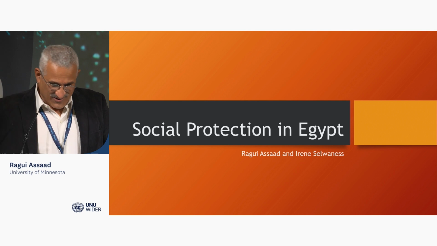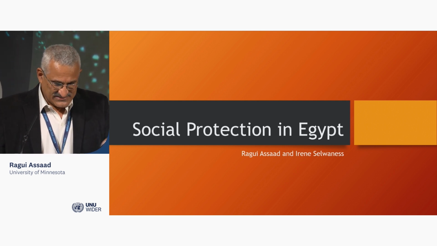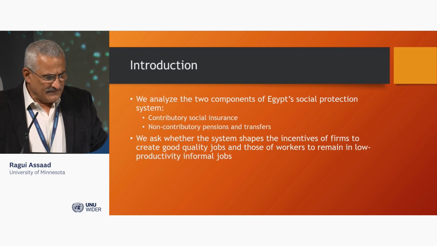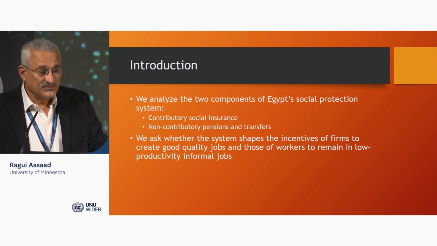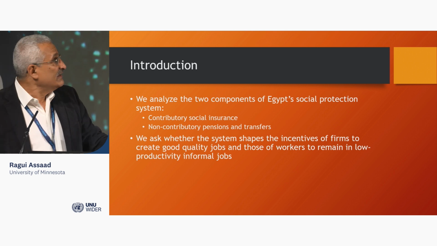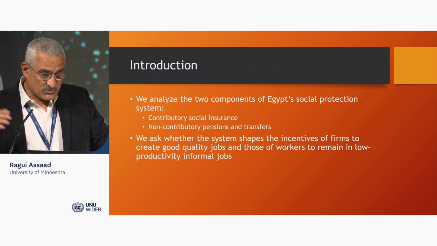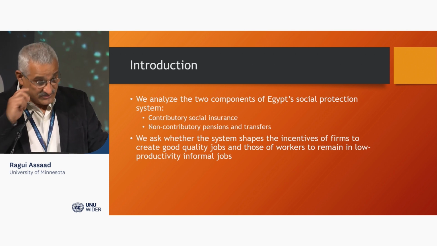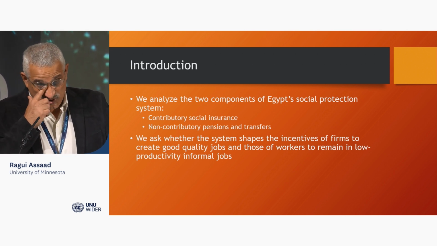So it's going to be really more of an overview paper of the social protection system in Egypt and its components. It's co-authored with Irene Silwanis from Cairo University. Basically, we analyze here the two main components of Egypt's social protection system, the contributory social insurance and the non-contributory pensions and transfers, and ask whether the systems shape the incentives of firms to create good quality jobs and those of workers to remain in low productivity informal jobs.